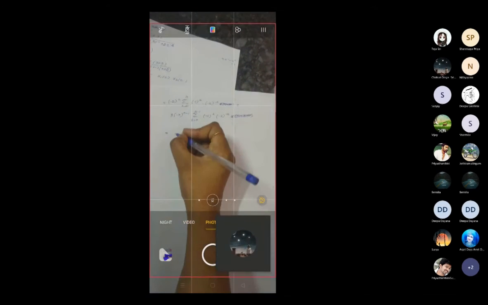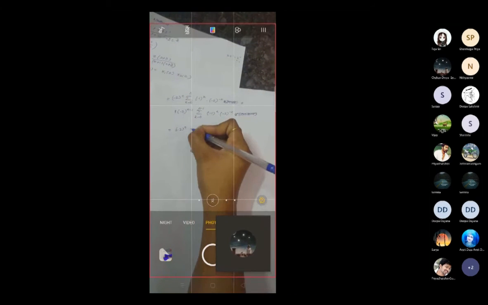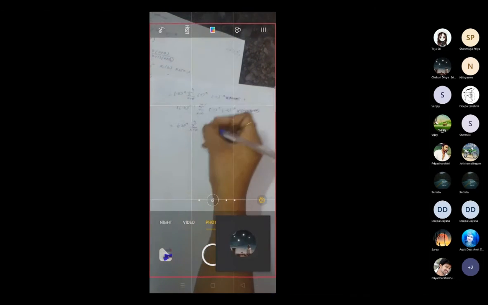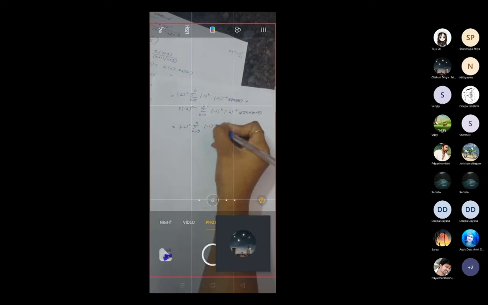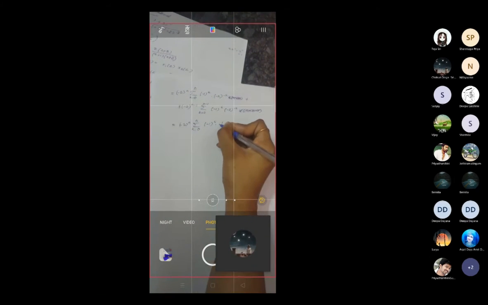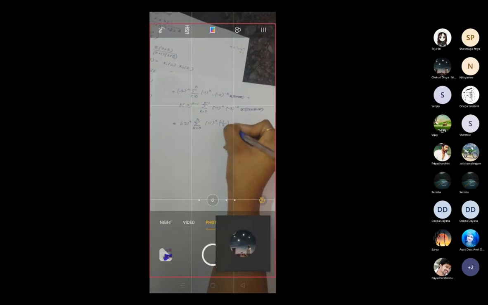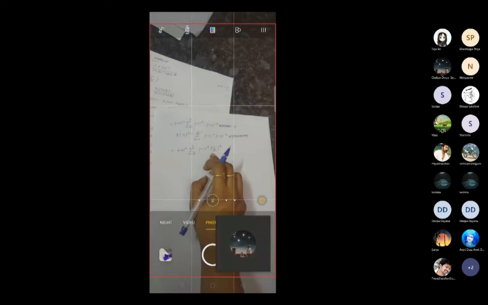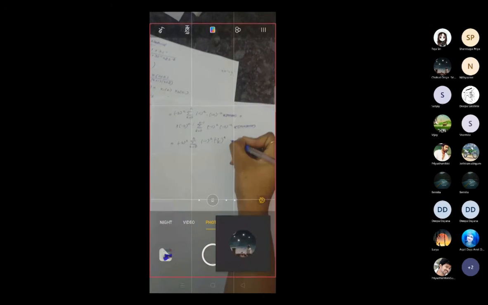Here, see, (-2)^n summation k equal to 0 to n. Here it will be (-1)^k. Here the inverse is there, so you can write minus of 1 divided by 2 to the power k. Then 1 divided by 2 means it will be 0.5.